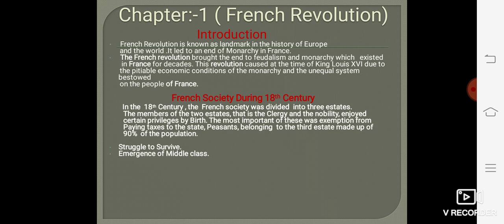Emergence of the middle class. The 18th century witnessed the emergence of a social group termed as the middle class, who earned their wealth through an expanding overseas trade and from the manufacture of goods such as woolen and silk textile. So here my first question is, what was the reason for the emergence of middle class in Europe?